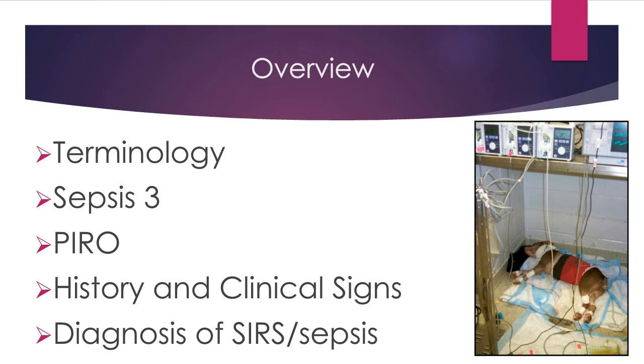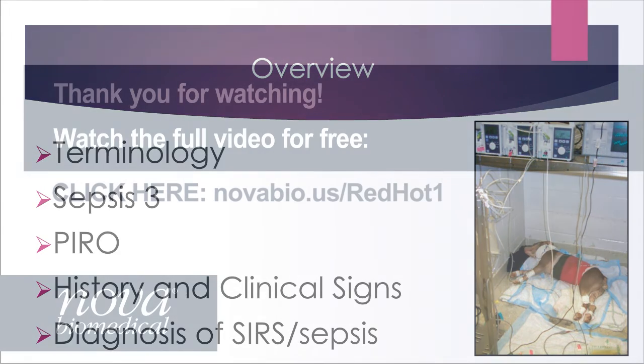And then we'll get to the meat of this talk, which is really trying to identify patients that are suffering from SIRS or sepsis by looking very closely at their history, their clinical signs, and then what we can do as veterinarians to diagnose SIRS or sepsis and to help keep our suspicion appropriately high and to come to a timely diagnosis in hopes of maximizing the outcome for our patients.